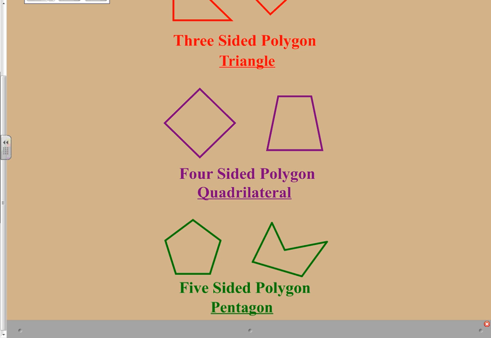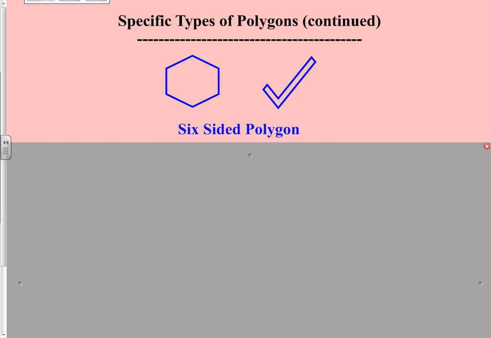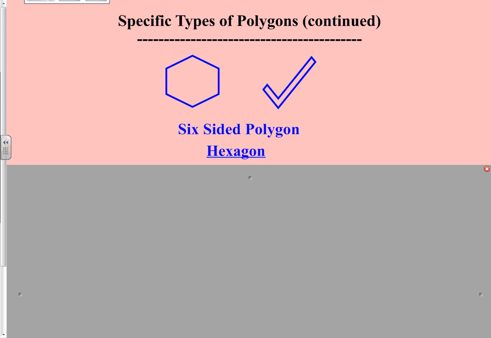You're probably already familiar with the next one as well. What do we call a six-sided polygon? A six-sided polygon is a hexagon. Probably not a mystery on that one.